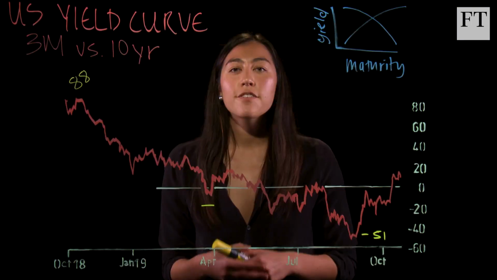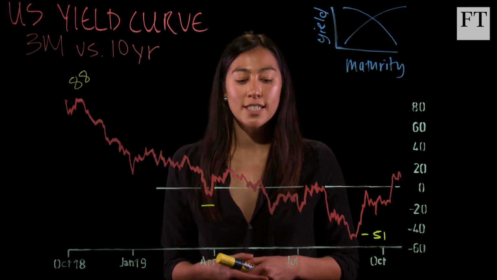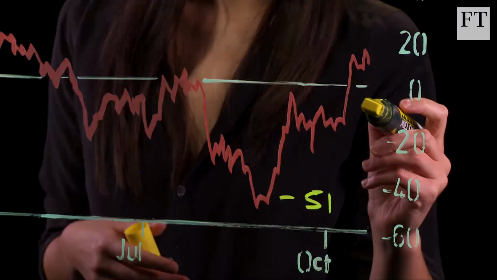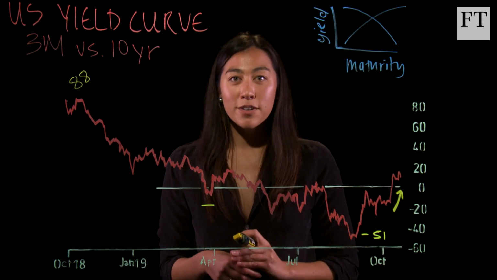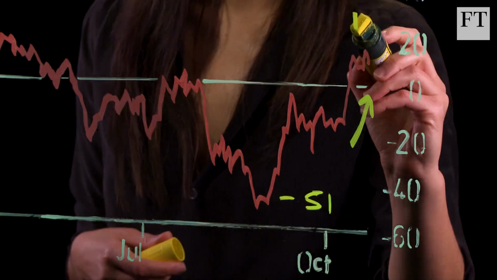Now, a few things drove this. For one, an escalation of the trade war between the U.S. and China. Now, the Federal Reserve did slash interest rates for the first time since the global financial crisis in July. They moved again in September, and they're expected to move once again in October. Now, that has helped steepen the curve. As you can see in the chart, it's now above zero, but it's still flat at just 10 basis points.